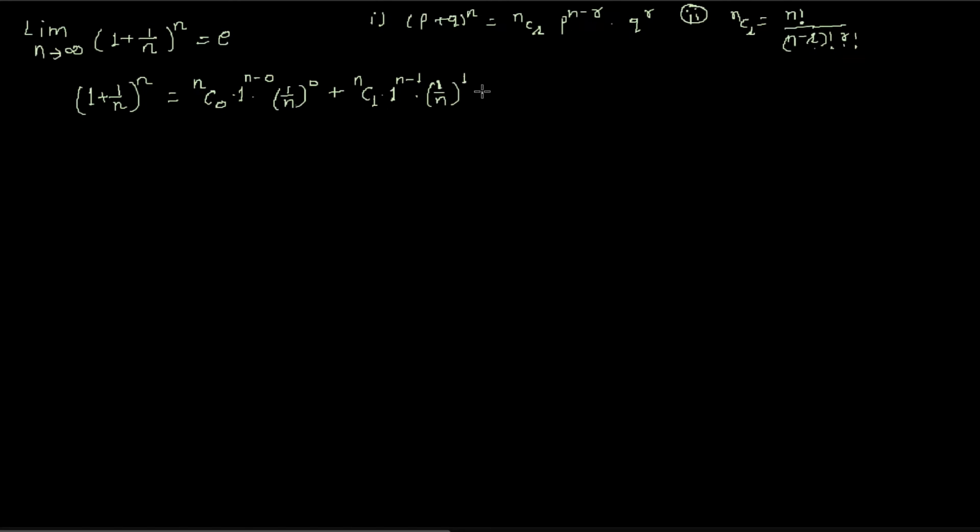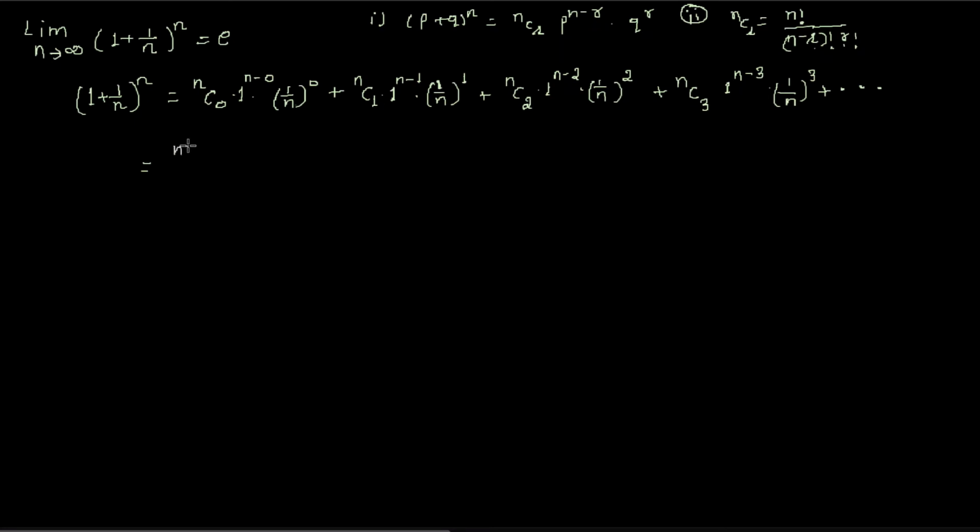The second term is done, and the third term is nC2, where the value of r is 2, times 1 power n minus 2 into (1 over n) power 2. The fourth term is plus nC3 times 1 power n minus 3 times (1 over n) power 3, plus and so on. The second step: we use the formula for nCr here for nC0, nC1, nC2, nC3, and so on.